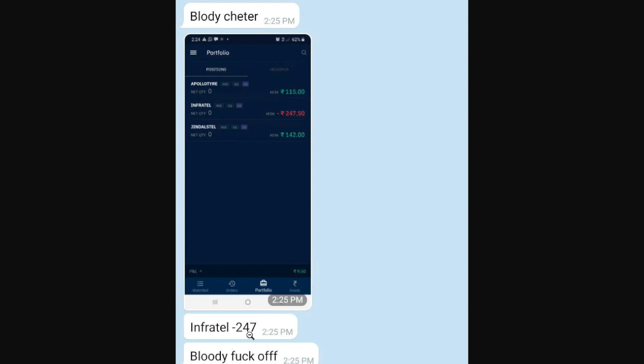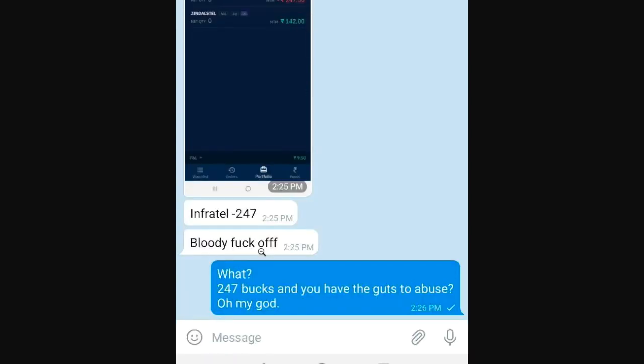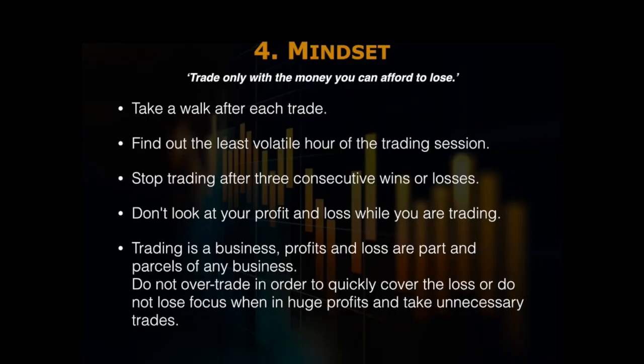So this is what I mean by mindset. I request traders to not trade if you're not able to take a loss of 500 to 1000 or 2000 in a particular trade, and you do not get overwhelmed by seeing losses. Alright, so to have a better mindset, we've added a couple of points which you may follow.